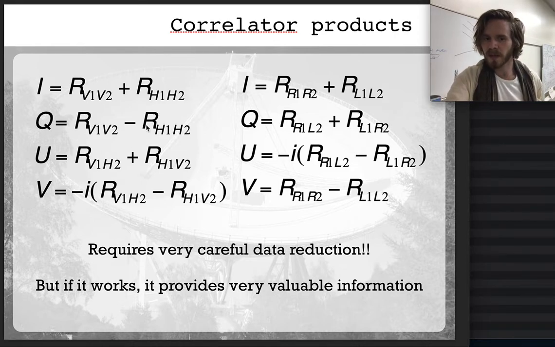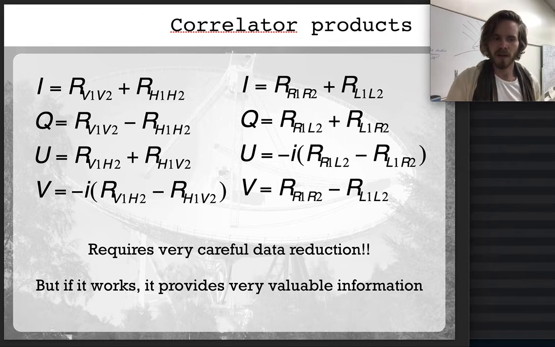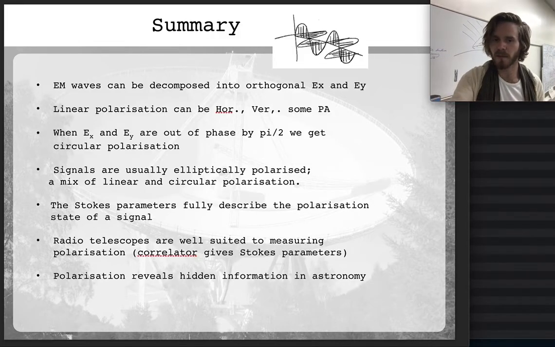It's hard in VLBI. It's not so hard if you do this with a single dish, you can get Stokes I, Stokes Q, Stokes U, Stokes V pretty reliably. It just becomes a bit more complicated when you're trying to do this in interferometry, especially if the telescopes are very far apart. Okay, that basically comes to the end of this lecture.